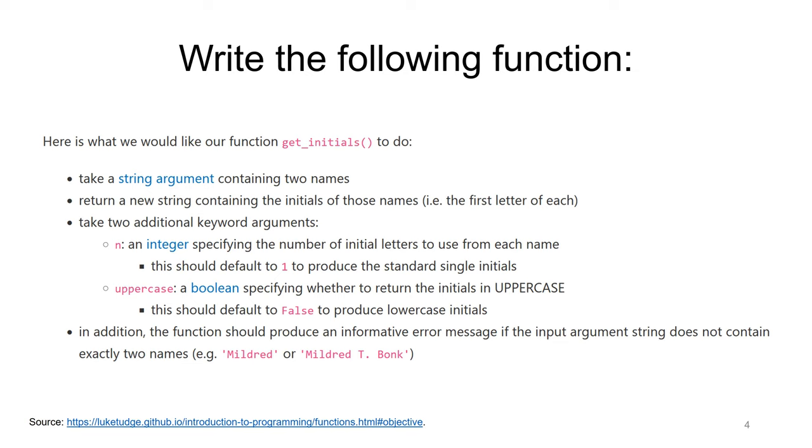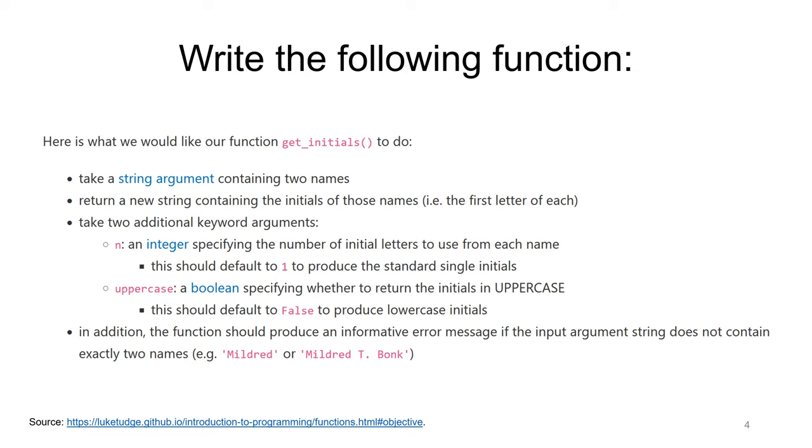And in addition to this, if we have achieved all that, an additional requirement would be that the function should produce an informative error message if the input argument does not contain exactly two names. For example, if someone is only writing down their first name, or if someone is giving their middle initial, or things like that.